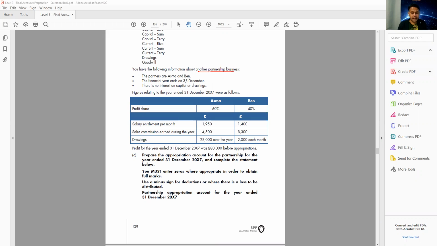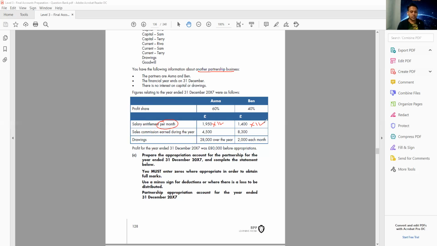The financial year end is 31st of December. There is no interest on capital or on drawings. So there is no interest on capital. There is no interest on drawings. That's fine. Then we have figures relating to the year ended 31st of December 2007 as follows. Profit share, Asma 60%, Ben 40%. Then salary per month, so we have to multiply by 12. Remember that. If the salary is per month, you need to make sure you multiply by 12 to get the whole year.